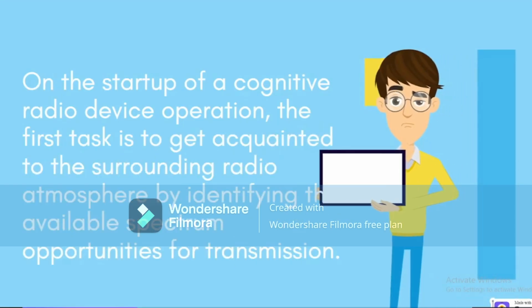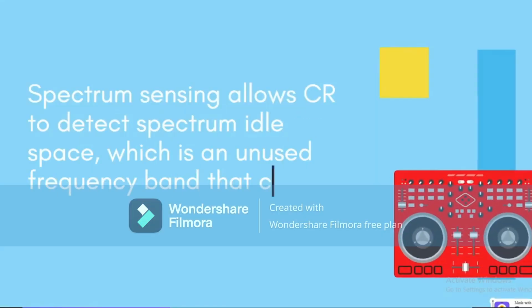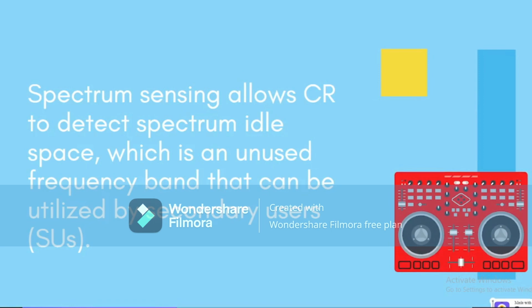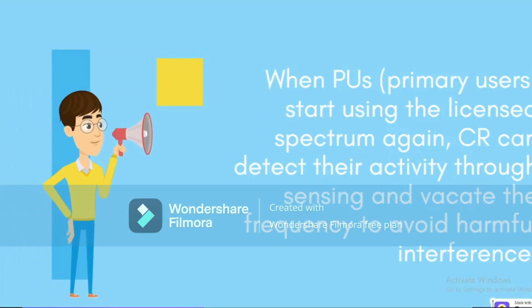Spectrum sensing. On the startup of a cognitive radio device operation, the first task to be done is to get acquainted to the surrounding radio atmosphere by identifying the available spectrum opportunities for transmission. Spectrum sensing allows CR to detect spectrum idle space, which is an unused frequency band that can be utilized by secondary users, SUs. When PUs, primary users, start using the licensed spectrum again, CR can detect their activity through sensing and vacate the frequency to avoid harmful interference.